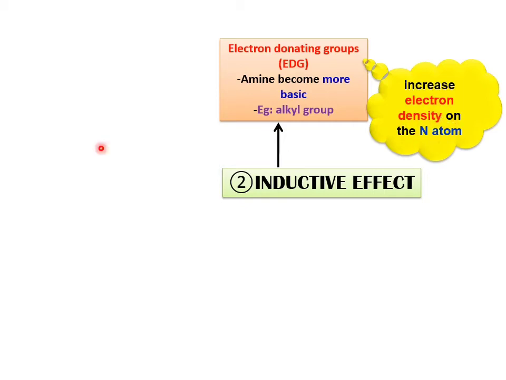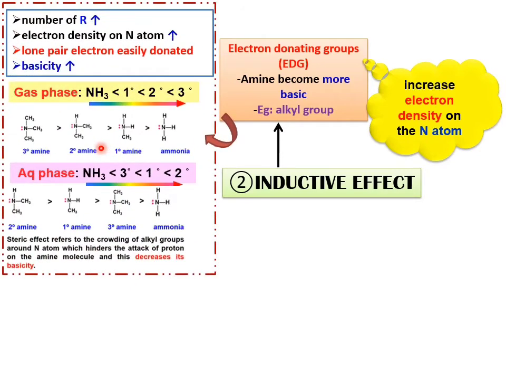Sebab EDG ni dia bagi elektron lagi. So bila dia bagi elektron pada N, menyebabkan density pada nitrogen akan increase. So bila lagi banyak, lagi kaya, macam kau lah, kalau lagi kaya, lagi banyak duit, senang tak nak bagi derma? Senang kelas. Okay? So ini dia punya point lah. So the number of alkyl group increase, electron density on nitrogen atom also increase, lone pair electron easily donated, that's why basicity will increase. So you can use this point bila you nak explain dalam soalan.